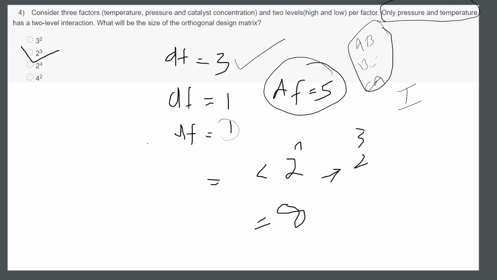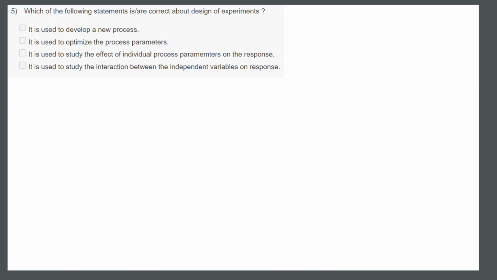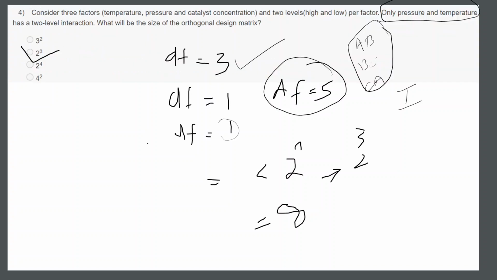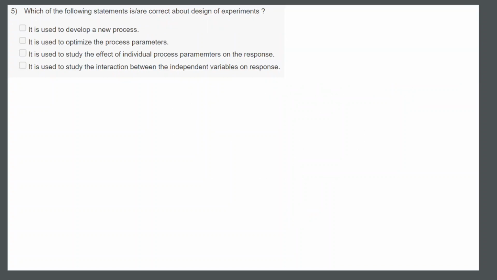So the minimum number of experiments which we can do is 2 power n. Here 2 power 2 means only 4 runs, which is not enough. The next one possible is 2 power 3, so 8 experiments, 2 power 3, is the size of the orthogonal matrix. Okay, this is the answer for the fourth question.